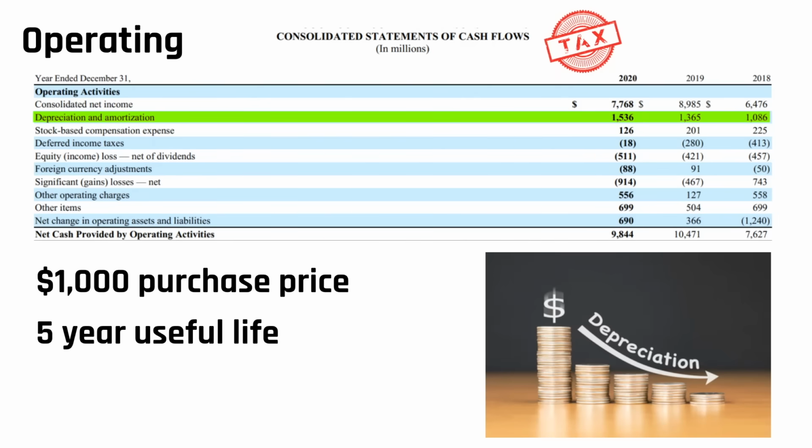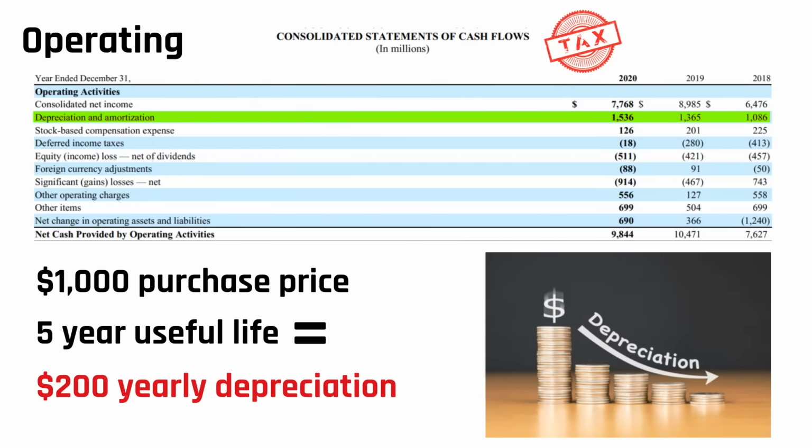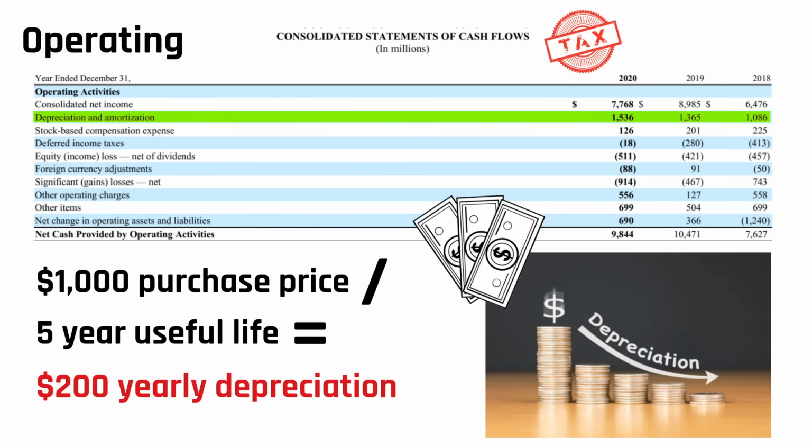This means that the specific piece of equipment depreciates by $200 every year, which is simply the $1,000 price of the equipment divided by the 5-year useful life. However, Coca-Cola paid for the $1,000 piece of equipment in cash upfront, so the $200 annual depreciation expense is considered a non-cash expense because no additional cash is leaving the business each year. As a result, the depreciation and amortization expense for the year needs to be added back to the net income when we are calculating cash from operations.